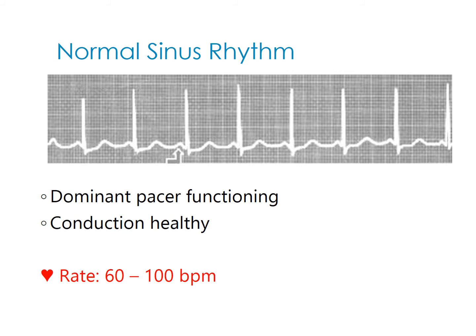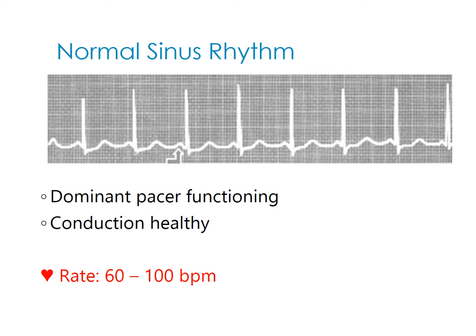Normal sinus rhythm. Okay, this is what I hope we all have as we're sitting here listening to this lecture. Normal sinus rhythm. This is showing that the dominant pace or function is from the SA node. So this is in a nice healthy individual that's firing at a rate between 60 to 100 times per minute. All of the conduction pathways are working normally. So salient feature, sinus rhythm is 60 to 100 beats per minute.